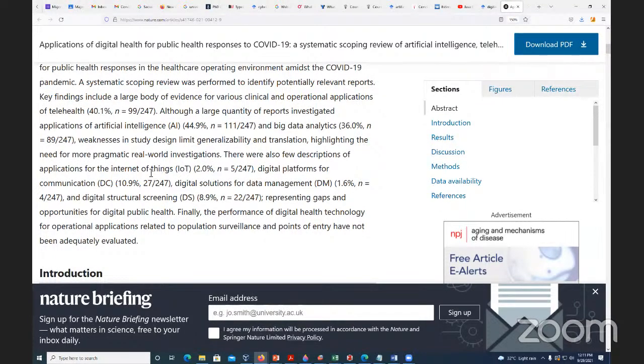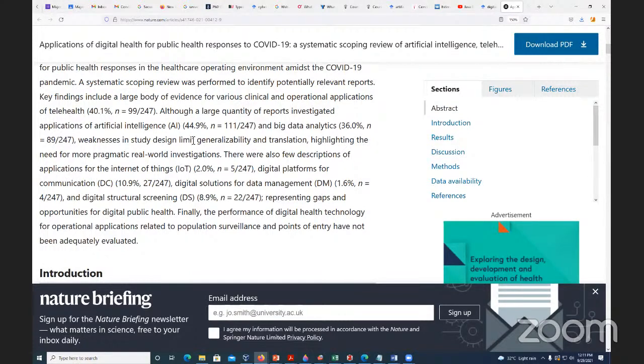And the next is Internet of Things, some kind of communication tools, some kind of data management, and I don't even know what this is, digital structural screening. So I'd have to look it up to find out what that means. I don't know if that means, for example, X-rays online. I don't know. I could look it up. Those are the ways in which people are using computer technology to help with health in COVID, for real. Because these people did a whole bunch of reading of other people's papers.